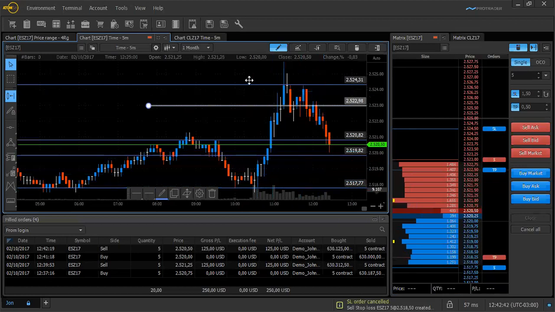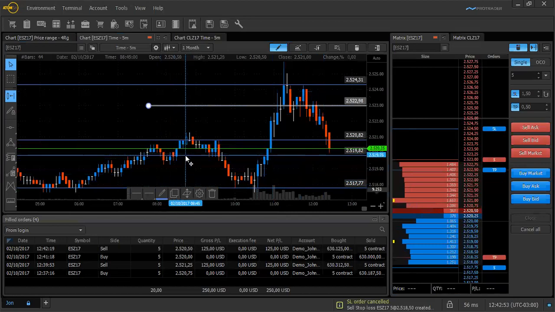I hope you guys enjoyed it and at least learned how to draw the lines here, and that's what it is. We're gonna buy at supports and we're gonna sell at resistance lines.